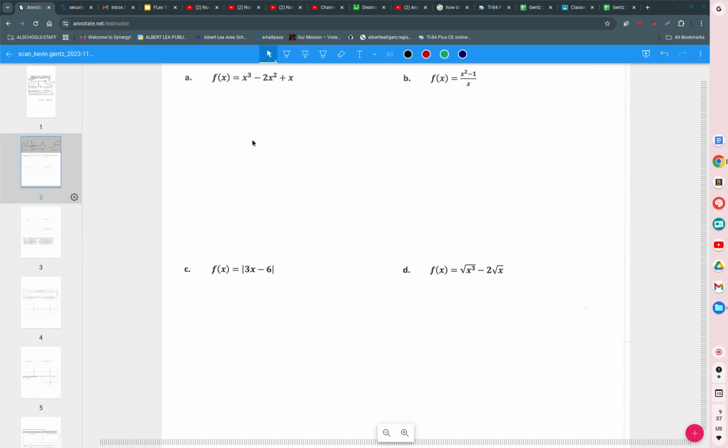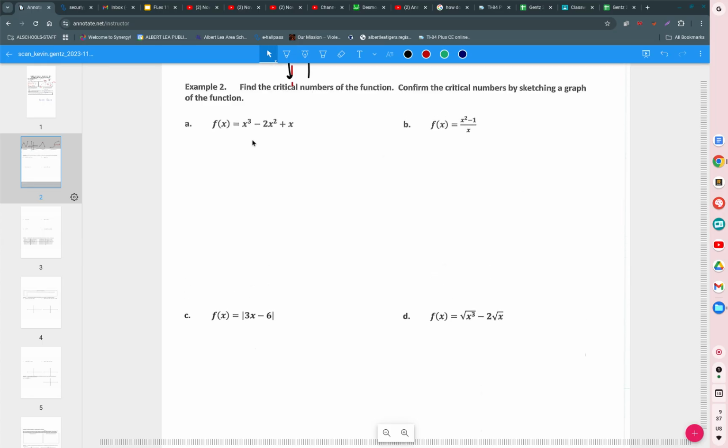So our goal today is to be able to find the critical numbers of these functions. Confirm the critical numbers by sketching a graph of the function. We don't have to do that, but we sure could. All we do is we take the derivative and we set it equal to 0, or we look where the derivative does not exist. What is this derivative?